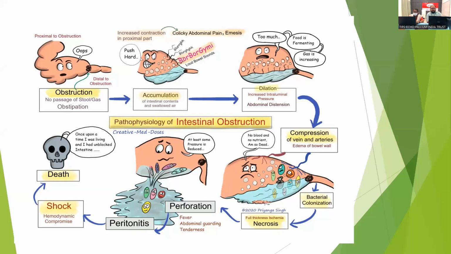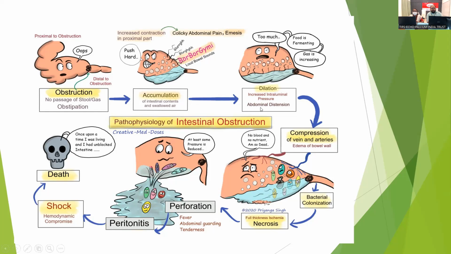Once the dilation goes beyond a point, the veins and arteries of the wall get obstructed, and there will also be edema of the bowel wall. By the time the bacteria has grown and colonization has happened, it will start necrosing the intestinal wall. So that will lead to full ischemia, and necrosis also starts, which will end up in perforation. Perforation is a very severe painful condition, and it will lead to peritonitis, and the patient may go into shock and end up dying.